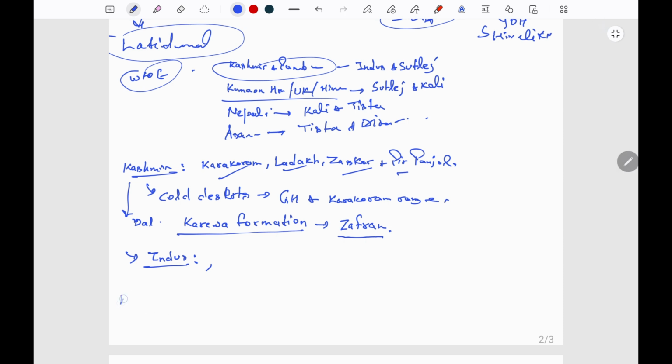Now comes the Himachal or Kumaon Himalayas, or Uttarakhand Himalayas. They are between the Satluj and Kali River, drained by two important rivers, that is Indus and Ganga. And all the three ranges of Himalayas, that is Greater Himalaya, Lesser Himalaya, and Shivaliks, are prominently visible in this region.